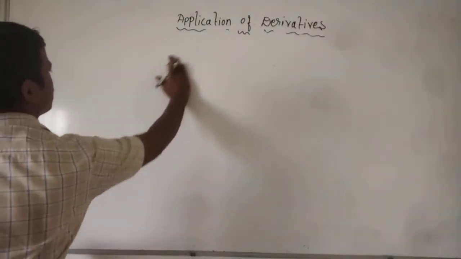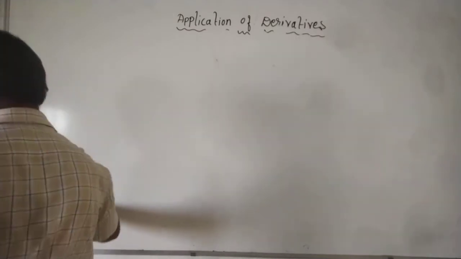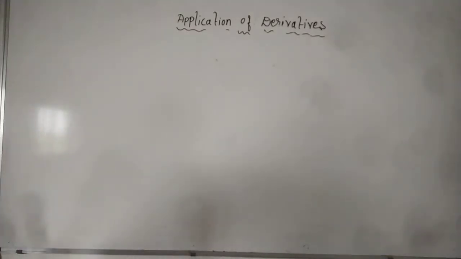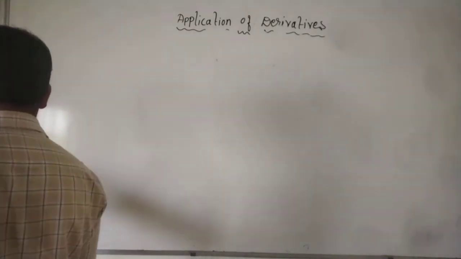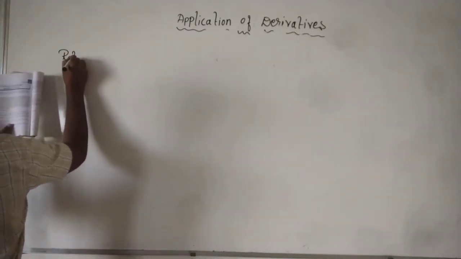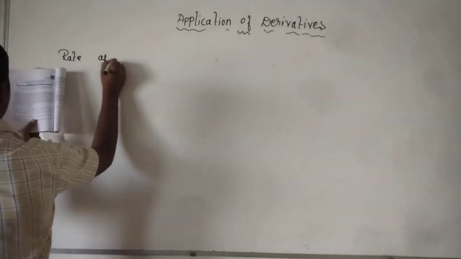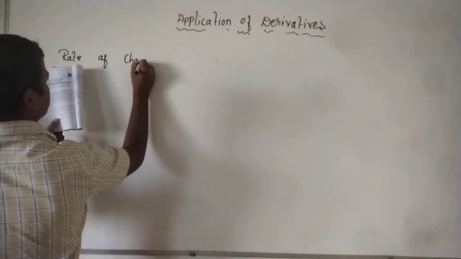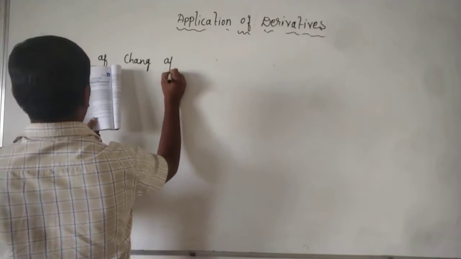So first formula, write it. So first we will discuss about the rate of change of quantity. We will take the heading, that is rate of change of quantity.